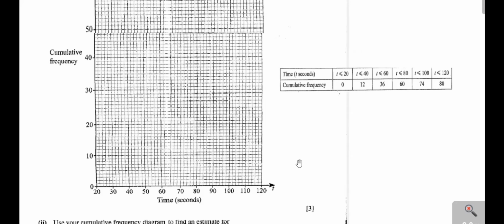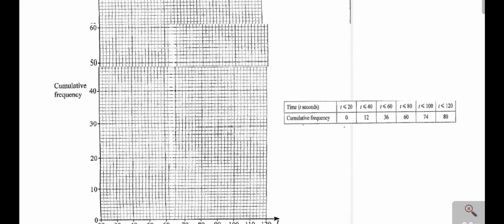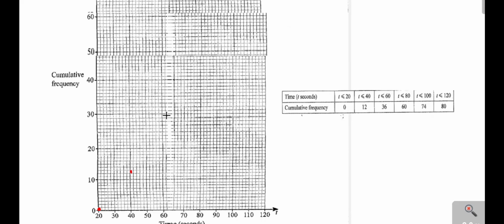To draw the graph, we will mark the points. At time 20, the cumulative frequency is 0. We will mark this point here. This is the position 20, 0. Next is 40, 12. The time is 40, and the cumulative frequency is 12. This is the position 40, 12. Next is 60, 36. The position of time is 60, and the cumulative frequency is 36. This position is 36.